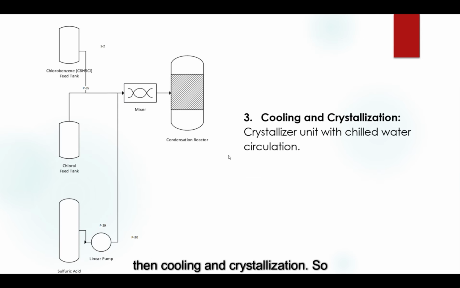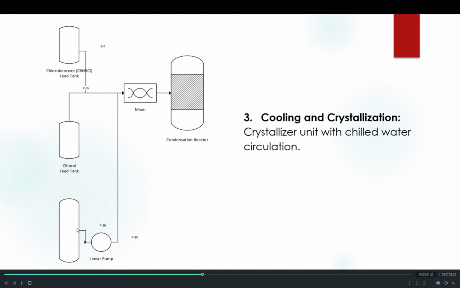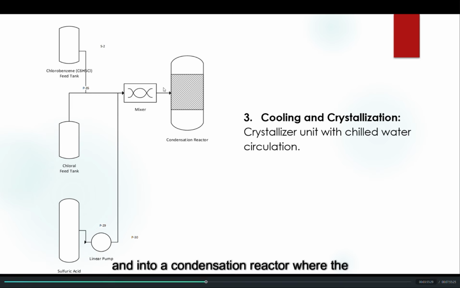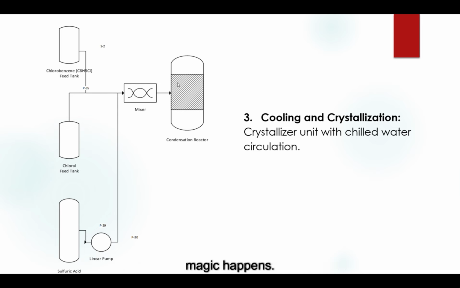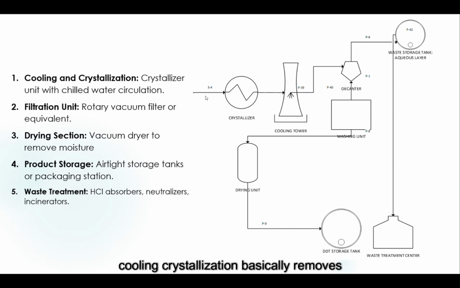Then cooling and crystallization. So when you have chlorobenzene done, chloral done, you have sulfuric acid for the reaction. You pass it through a mixer. It acts like a big blender, just mixes those together and into a condensation reactor where the magic happens. That is where your DDT is formed. But even when DDT is formed, it still comes with a lot of impurities. So cooling and crystallization basically removes those impurities.